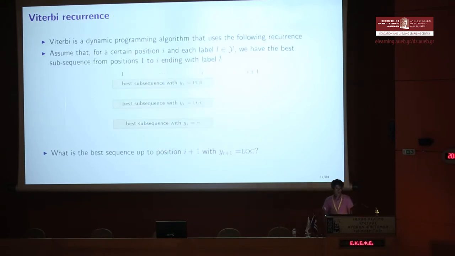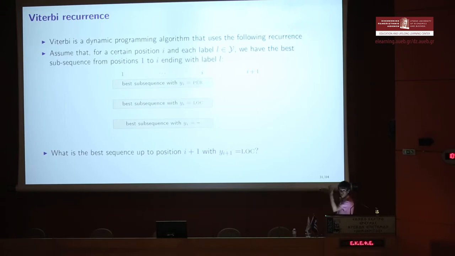So the Viterbi will make use of that property. Here's Viterbi. It's a dynamic programming algorithm that uses the following recurrence, okay? Assume, and the statement is the following: assume that for a certain position I and its label, we have the best subsequence from position 1 to I ending with label A. What does it mean? Okay, I'm at position I of the sentence, okay?